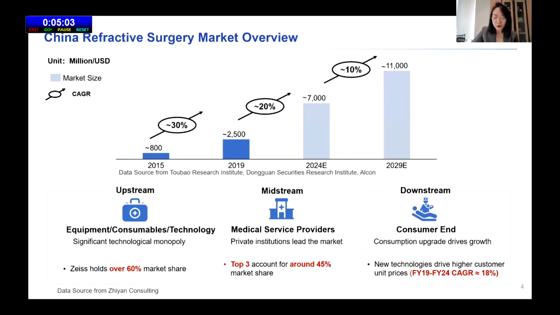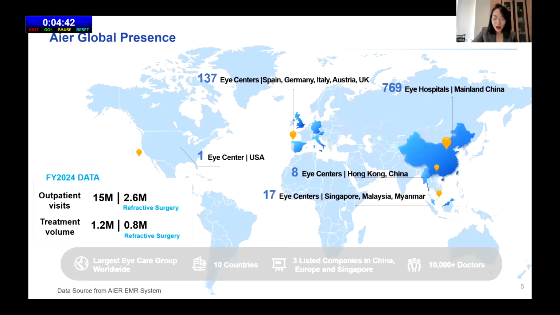Over the past 20 years, private eye hospitals have played a significant role in advancing refractive surgery by actively adopting innovative technologies, training specialist professionals, and enhancing patient education. Today, the top 3 private eye hospital groups in China account for about 45% of the total market. Among all the private eye hospitals, Eye Hospital Group is the world's biggest in terms of locations, patient volume, and treatment volume. Here's the map of our group presence.